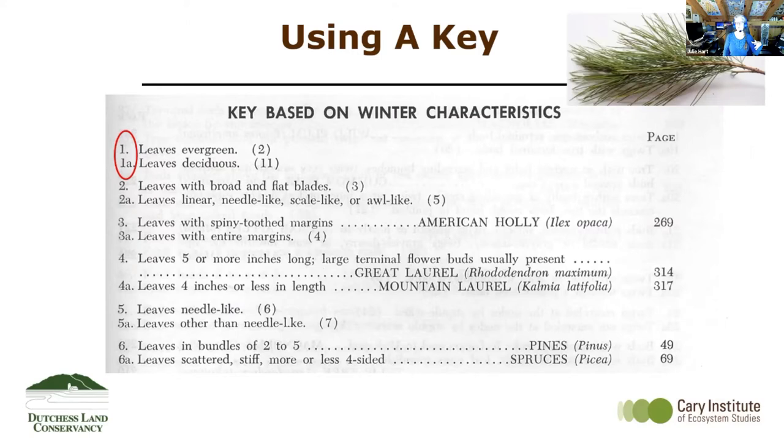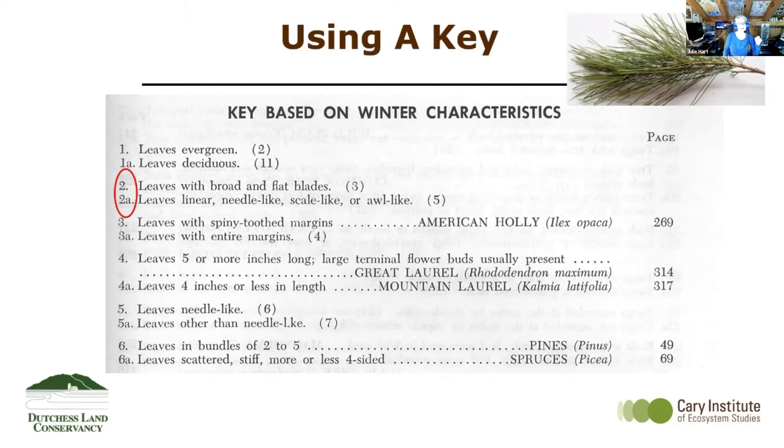So this is a key that Mike and I tend to use when we're doing in-person programs. Like I said, there's a lot of different types of keys, and this is only one of them. So we're going to identify the twig in the top right corner of your screen. Always start with number 1. Is this an evergreen or deciduous leaf on this twig? Well, pretty obvious to me that this is an evergreen. So that takes me to couplet number 2.